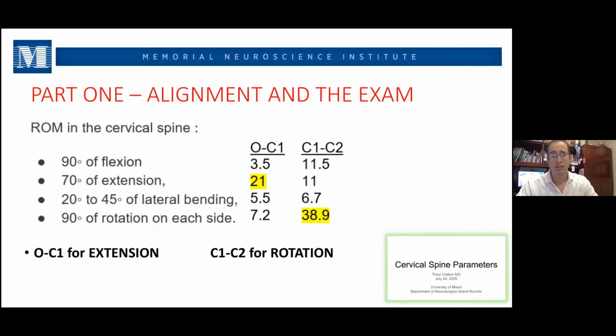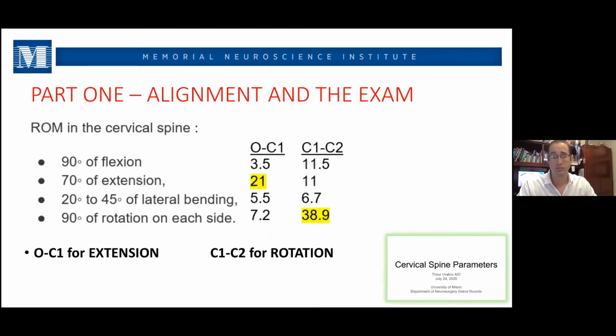Just to touch on the alignment, this is a broad slide from Timmer. The range of motion of the cervical spine is pretty impressive. You have nearly 90 degrees of flexion, 70 of extension. I wanted to highlight just two figures, especially when you're planning for surgeries. Even a simple C1-2 fusion can really take out a lot of motion. Even if it's a single level, you're losing potentially 40 degrees, as this slide suggests. You're losing 40 degrees of rotation.